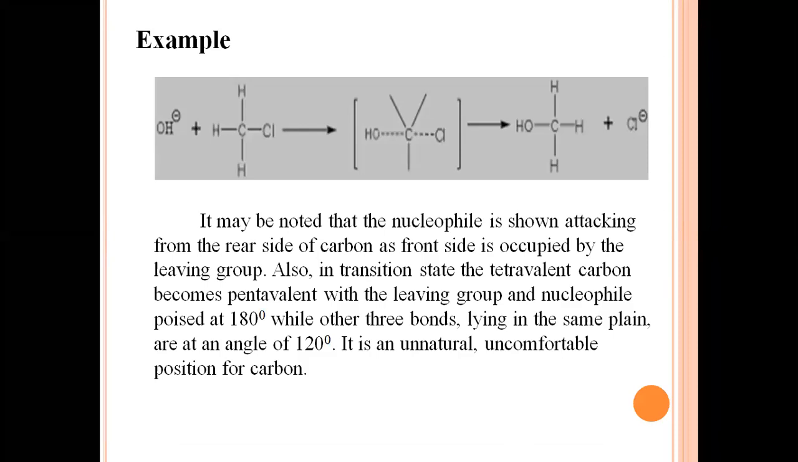For example, methyl chloride. If methyl chloride is treated with a strong nucleophile, that is sodium hydroxide or potassium hydroxide or the hydroxyl group, it will form such a type of intermediate structure. This is an intermediate structure where the Cl is departing from the molecule and the hydroxyl group is attaching to the methyl chloride molecule, and ultimately results in the formation of methanol plus Cl minus anion.